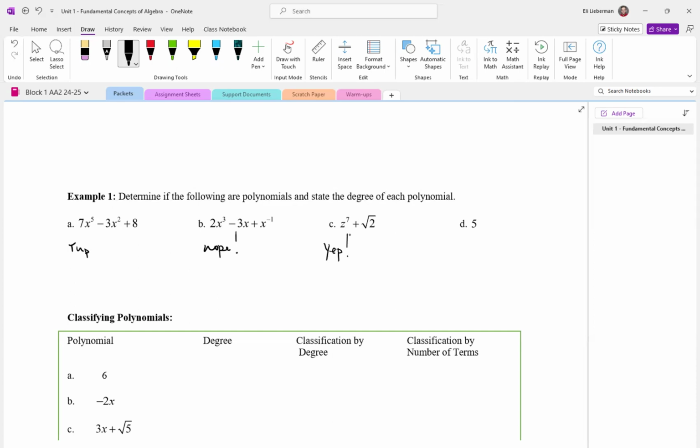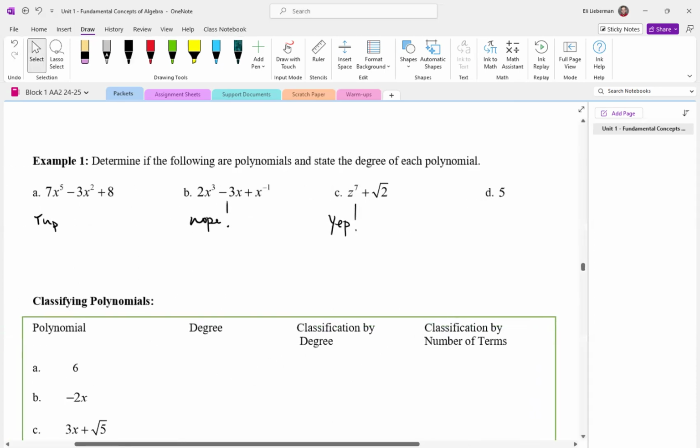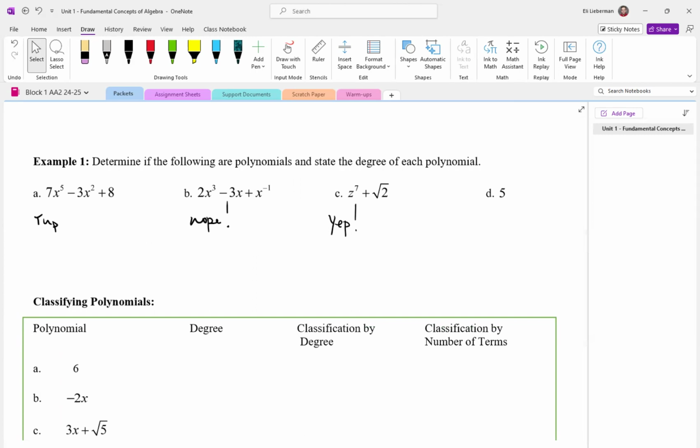Is that z to the 7th a monomial? Yeah, it's a monomial. It didn't break any of the laws of polynomial, so it's fine. I know it's kind of the tricky one. How about D? Is that a polynomial? No, it's not. Remember the definition: a polynomial is a monomial or a polynomial. So yes, it is, which is, I know, strange, but that's a polynomial. It's a little bit uncomfortable.